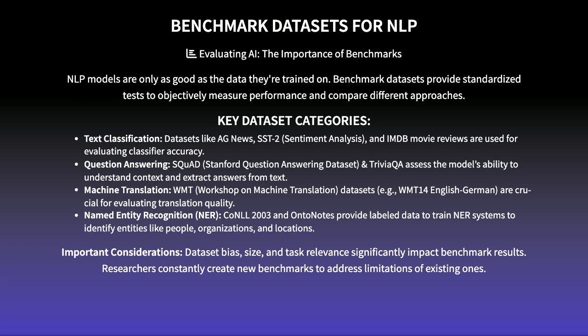There are a few broad categories: text classification, where we're testing how well the model categorizes text; question answering, where the AI needs to understand context and find answers; machine translation, which tests its ability to translate between languages; and named entity recognition, which focuses on identifying key things like people or organizations within text. And just a quick note, it's really important to be aware of potential biases in these datasets because they can unintentionally influence what models learn.